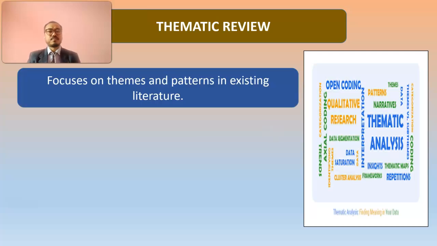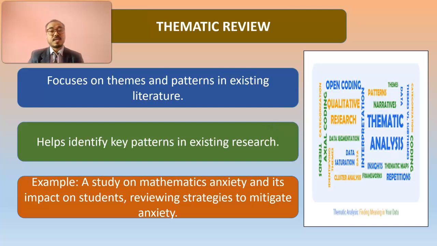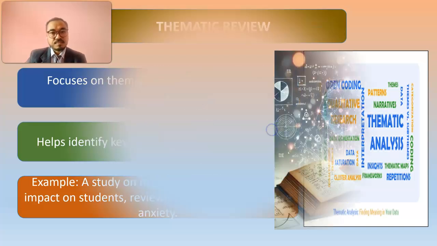Okay, thematic review. It focuses on themes and patterns in existing literature. So when you review some of the research papers, then it will give you an idea about the patterns that have been followed by the previous researchers. It helps in identifying key patterns in existing research. For example, a study on mathematics anxiety and its impact on studies, reviewing strategies to mitigate anxiety. So here you can identify the theme, like it is on mathematical anxiety.